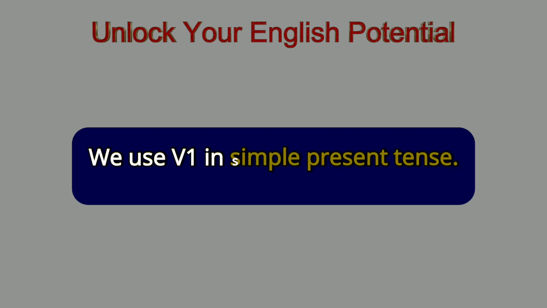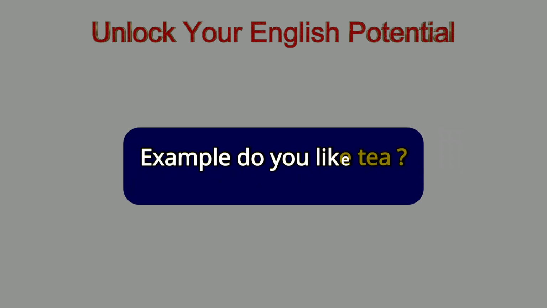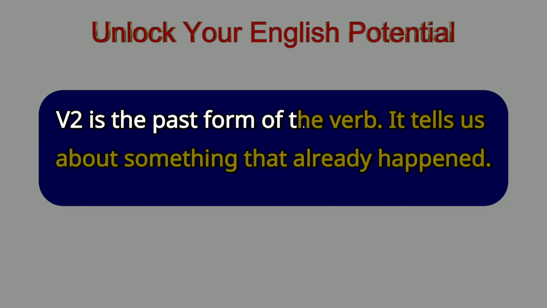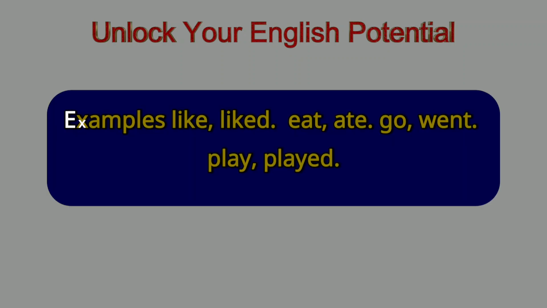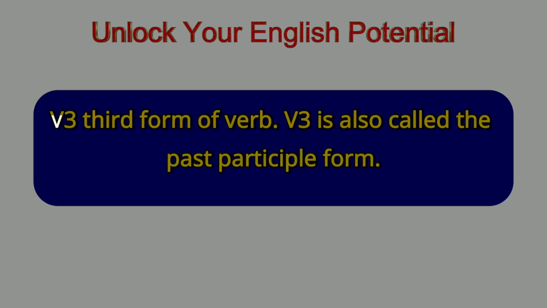We use V1 in simple present tense. Example, I like apples. After do or does. Example, do you like tea? V2 is the past form of the verb. It tells us about something that already happened. Examples: like, liked, eat, ate, go, went, play, played. Example sentences: I liked the movie. She went to school.